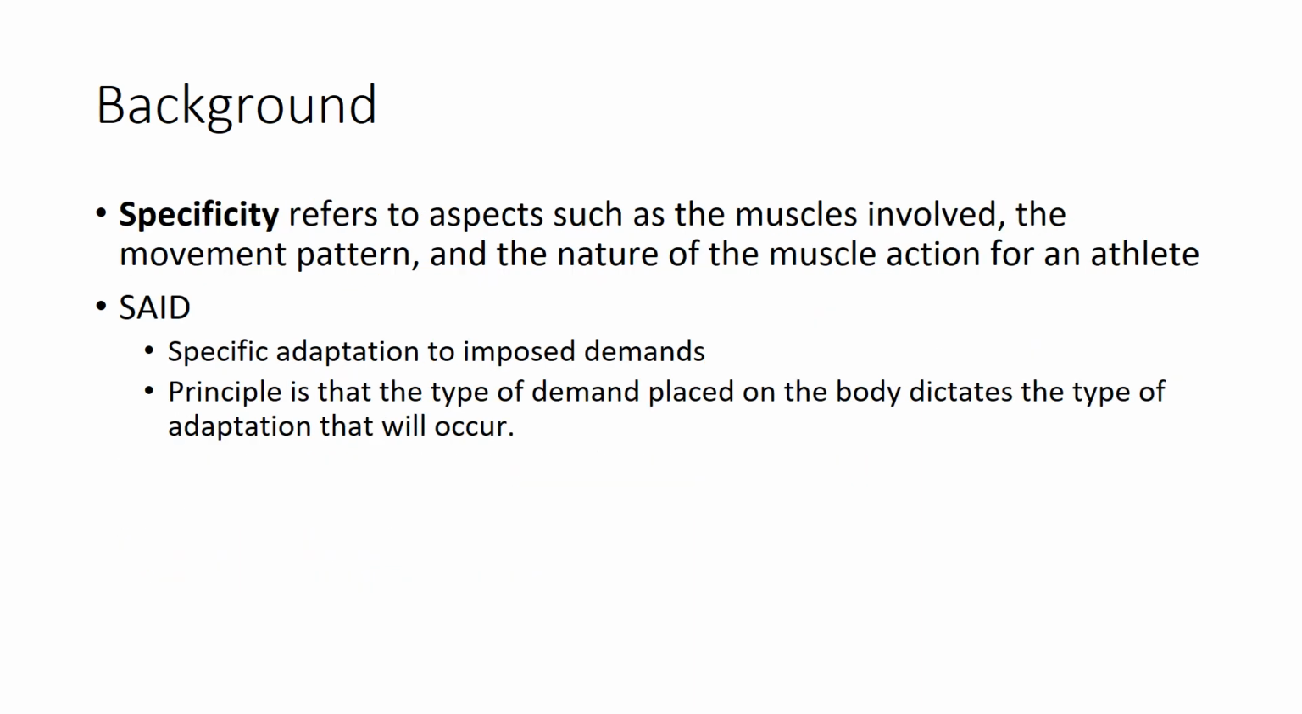With specificity, this refers to aspects such as the muscles involved, the movement pattern, and the nature of the muscle action for the athlete. So just to give you an example of specificity, consider the vertical jump. With that being said, a lot of athletes or individuals will perform the squat exercise just because it mimics the same movement pattern as the vertical jump, and also utilizes the same muscle groups as the vertical jump.